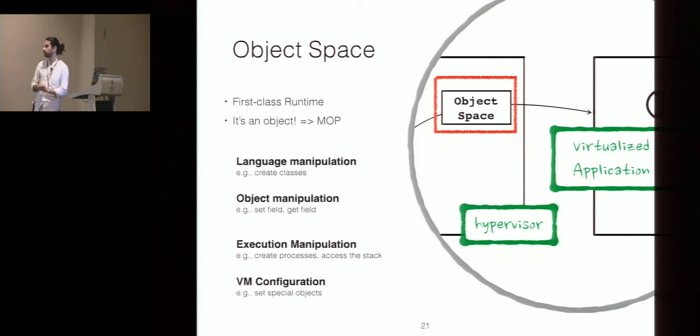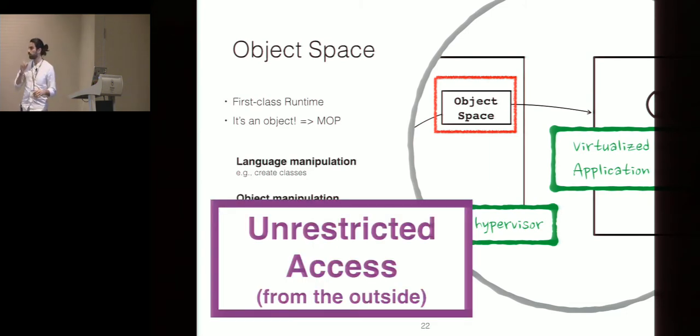And it will also provide us with the possibility of reconfiguring the virtual machine and set those special objects that I said before. So the nice thing is that this object space will give us unrestricted access to the virtualized application, and it is from the outside. So we don't need actually support to modify the system from itself anymore. And if we don't want to change, for example, the virtualized application to have to change the virtual machine, we don't need to, because it is actually done from the outside.